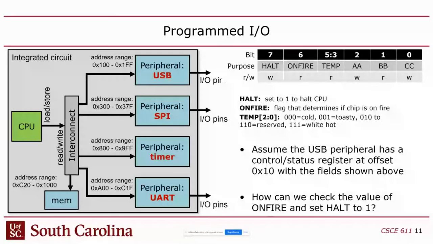Now, I/O registers are often divided into bit fields. Each bit field has a specific purpose. So here's an example of one. This is an 8-bit register. Now, I/O registers are not always 8 bits. I'm showing an 8-bit example.